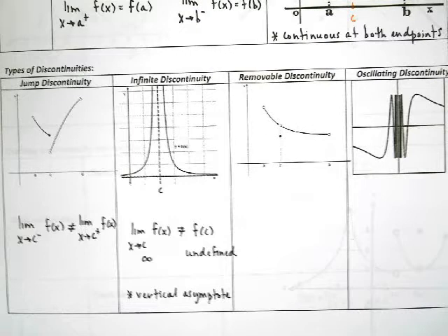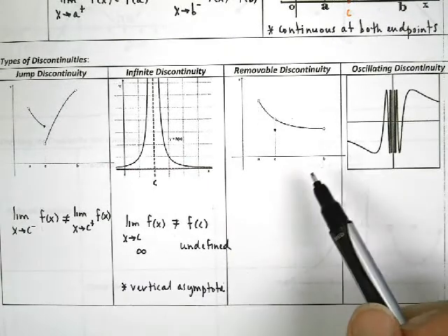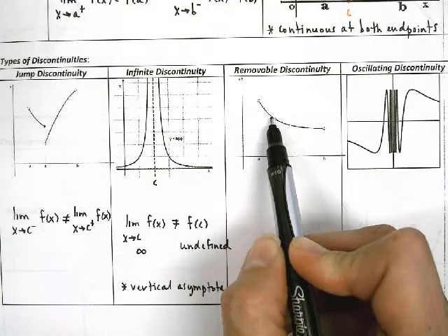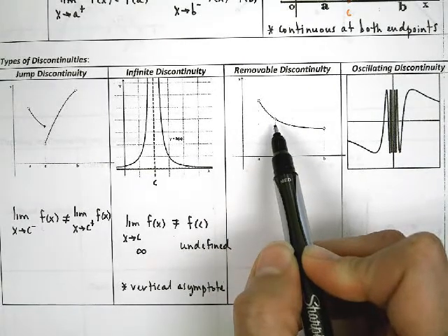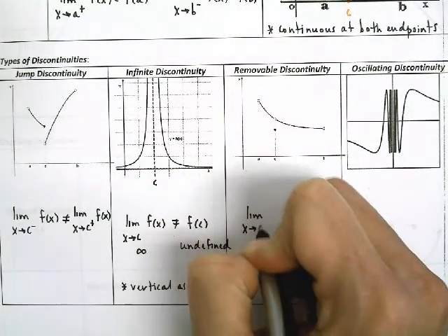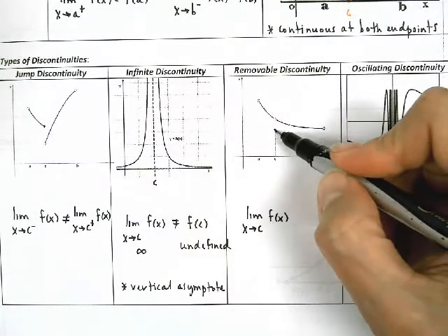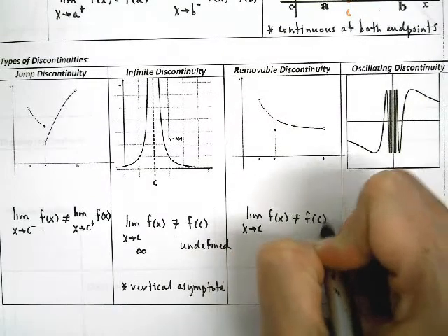The next one is a removable discontinuity, and here's why it's called that. We can again look at our conditions. It looks like the limit as x approaches C from the left and the limit as x approaches C from the right are the same value, so we do have a two-sided limit there at C. But clearly our function value is not the same as the value of that limit.